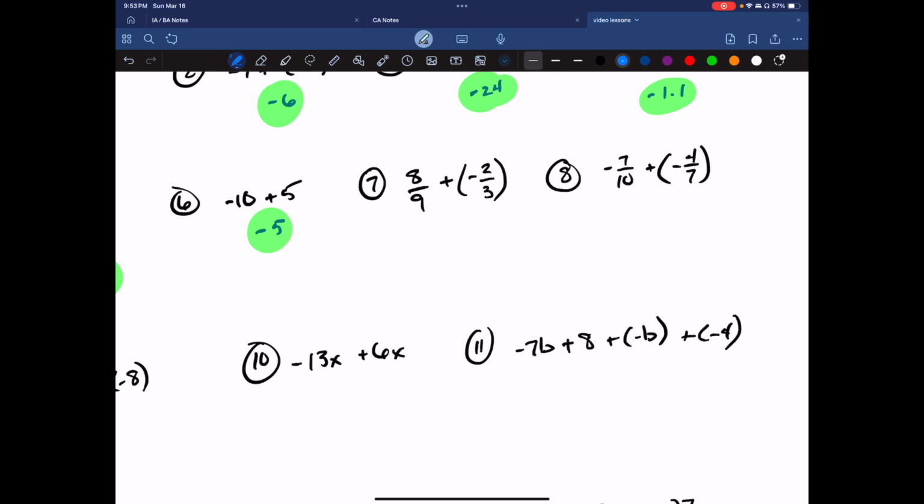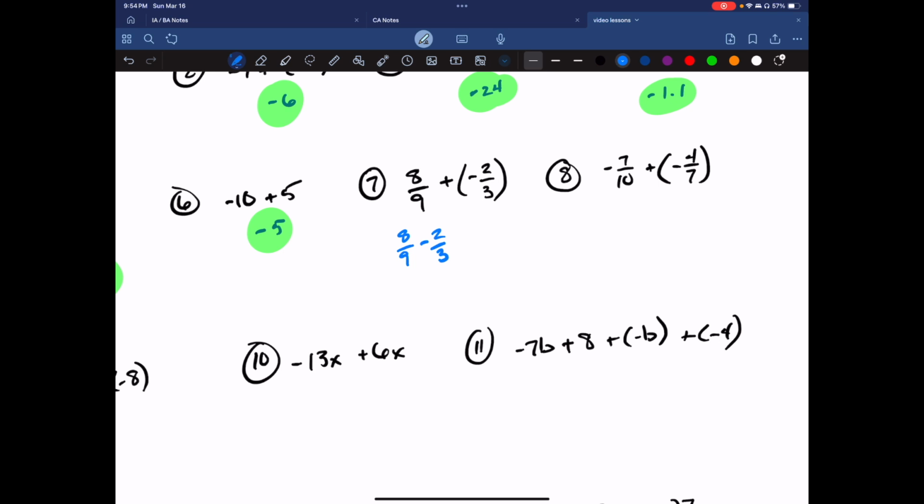All right. 8 over 9 plus -2/3. Well, two things here. First of all, we have opposite signs. I have a positive 8/9 and a -2/3. The second thing is I don't have common denominators. So I'm going to clean this up a little bit. I know that adding a negative is subtraction, so let's go ahead and do that. 8 over 9 minus 2/3.